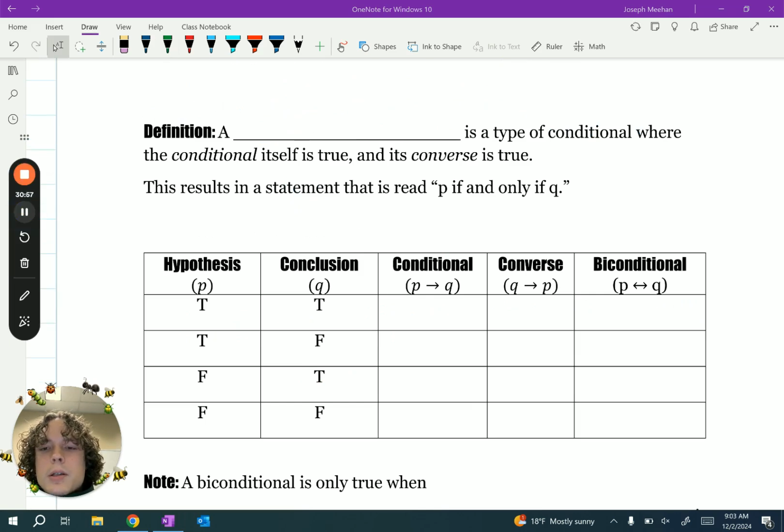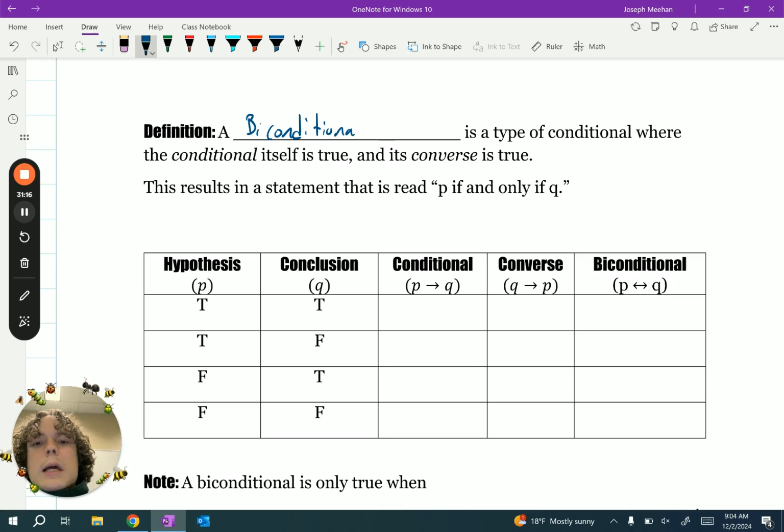That's it. Last thing that we're really going to talk about is a biconditional. So this says a blank is a type of conditional where the conditional itself is true and its converse is true. This is called a biconditional. Let me use blue. Biconditional.